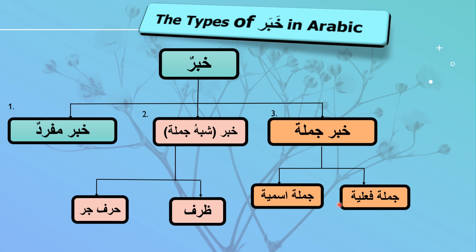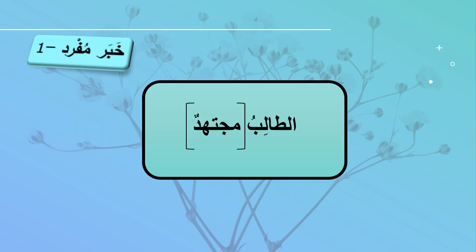So now let's check the examples. The first type of khabar is the khabar mufrad. This is the most common type. Up till now we did this type of jumlas. The first example is at-talibu mujtahidun. This is a very simple jumla ismiya. There is one mubtada and one single noun for the khabar. At-talib is the mubtada and mujtahid is the khabar, the information or the predicate for the talib. The student is hard working.